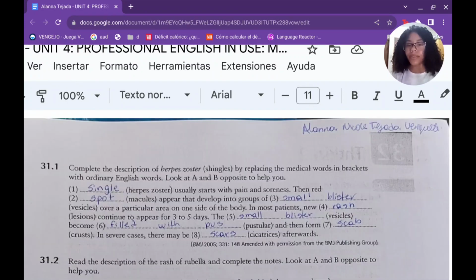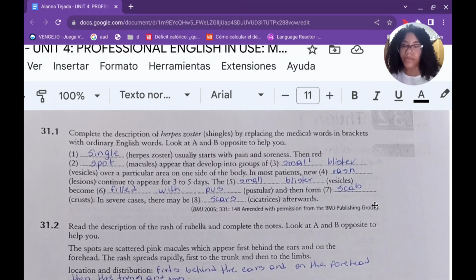31.1. Complete the description of herpes zoster shingles by replacing the medical words in brackets with ordinary English words. Look at A and B opposite to help you. Shingles usually starts with pain and soreness, then a red spot appears that develops into groups of small blisters over a particular area on one side of the body. In most patients, new rash continues to appear for 3 to 5 days. The small blisters become filled with pus and then form a scab. In several cases, there might be scars afterwards.